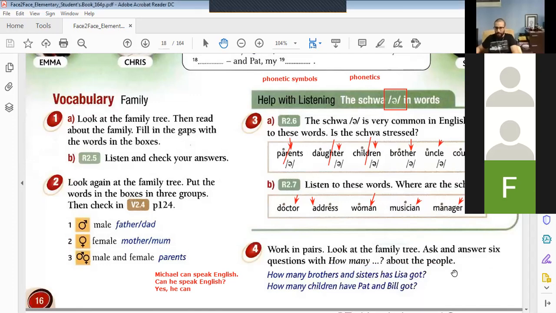Where can pairs look at family trees? How many brothers and sisters? Blah blah. هذا واضح نقدر نفوتو.